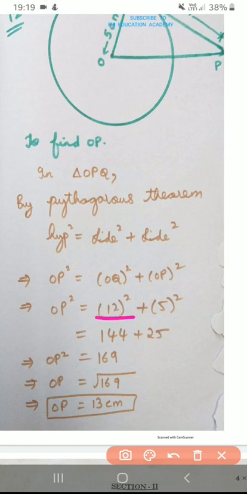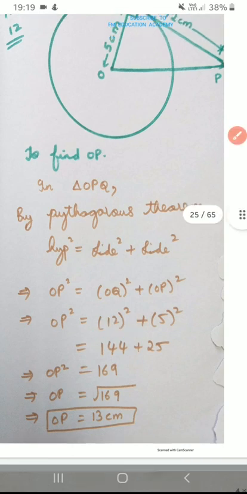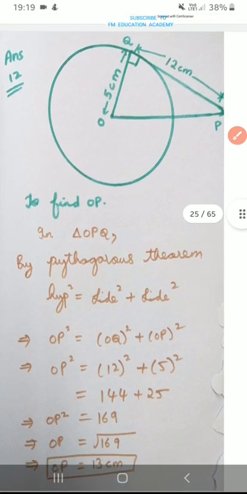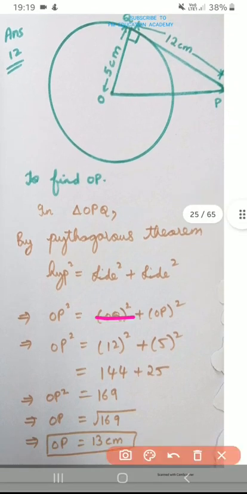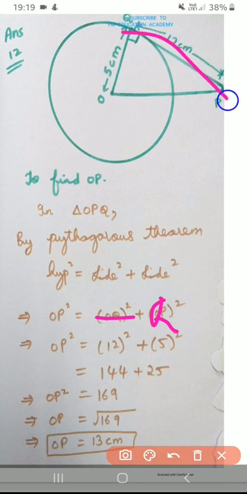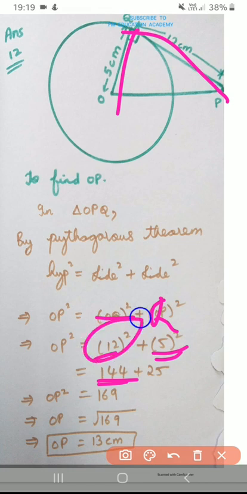OQ square is 12. See, it's given OQ. So this is QP, right? As I told you, this is Q. So QP square is 12. So 12 square plus OP square is 5, so 5 square. 12 square is 144 because 12 12s are 144. I remember the perfect squares list, so I'm writing directly. You also remember the perfect squares list. This is called a perfect square.